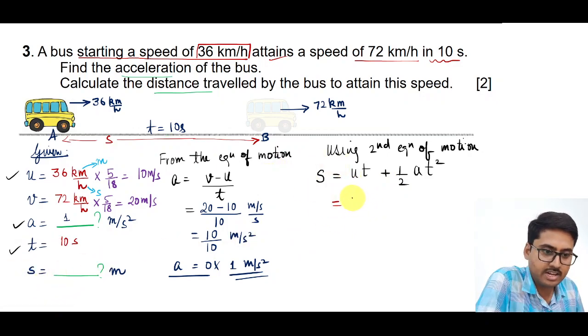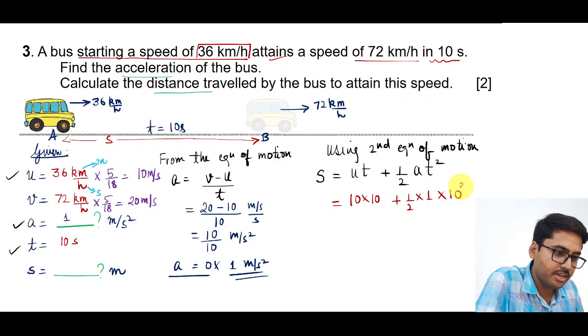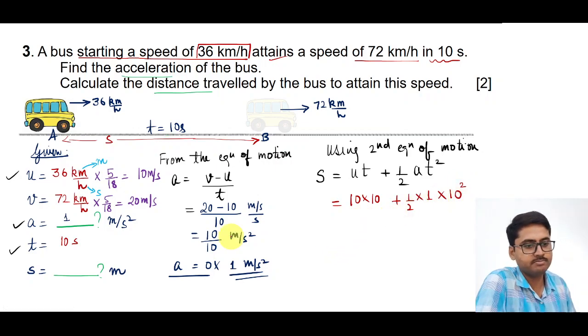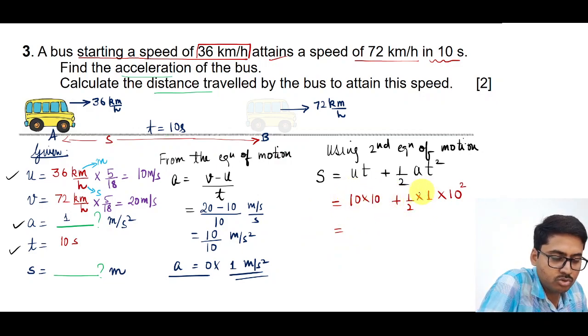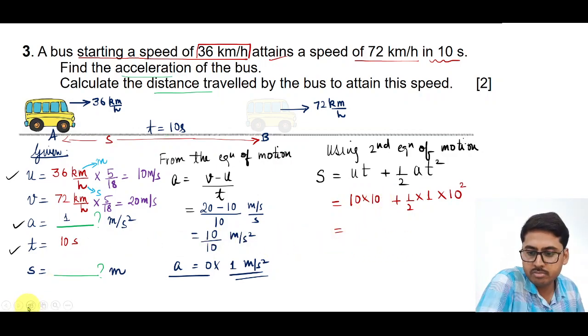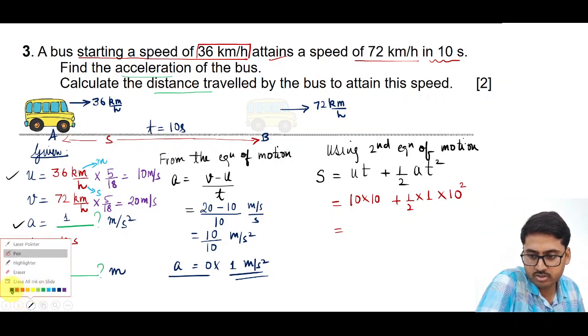U is 10, don't write 36. The time is 10 again, plus half. A we have calculated as 1, so I'll write here 1, and again time is 10 seconds, so I'll write 10, but I need to put square on it. Since you have taken care of all the units, there's no need to mention meter per second and second over here, because the answer will automatically come in meters, because all the units are converted properly.